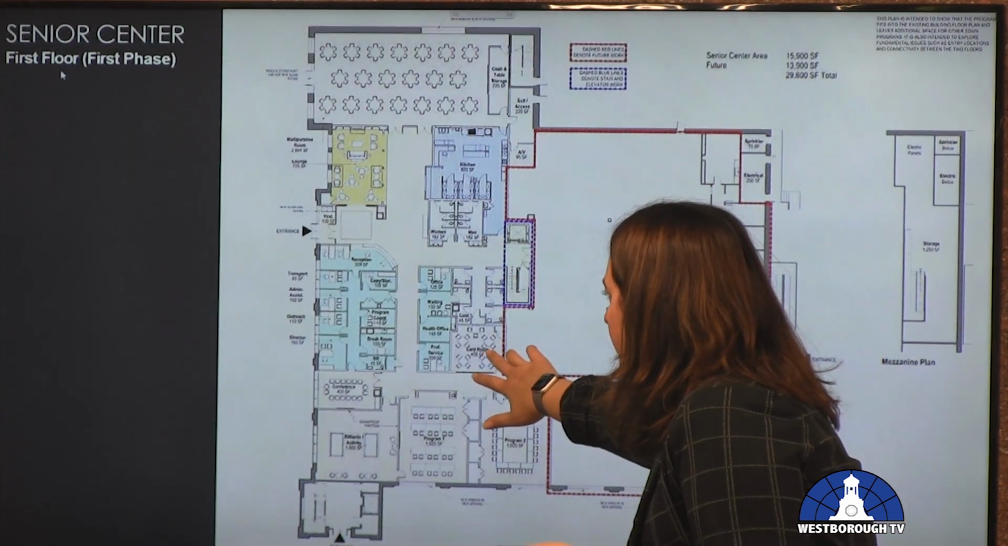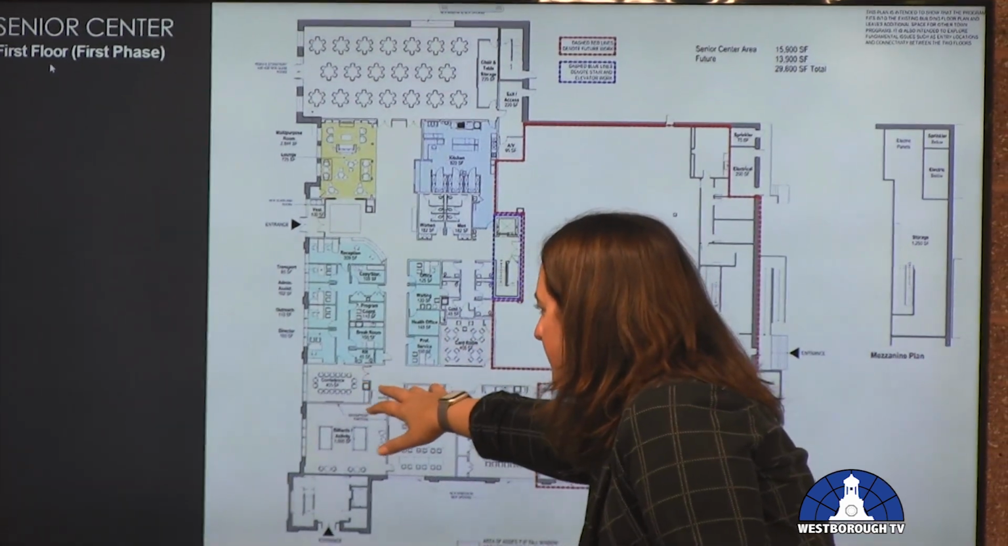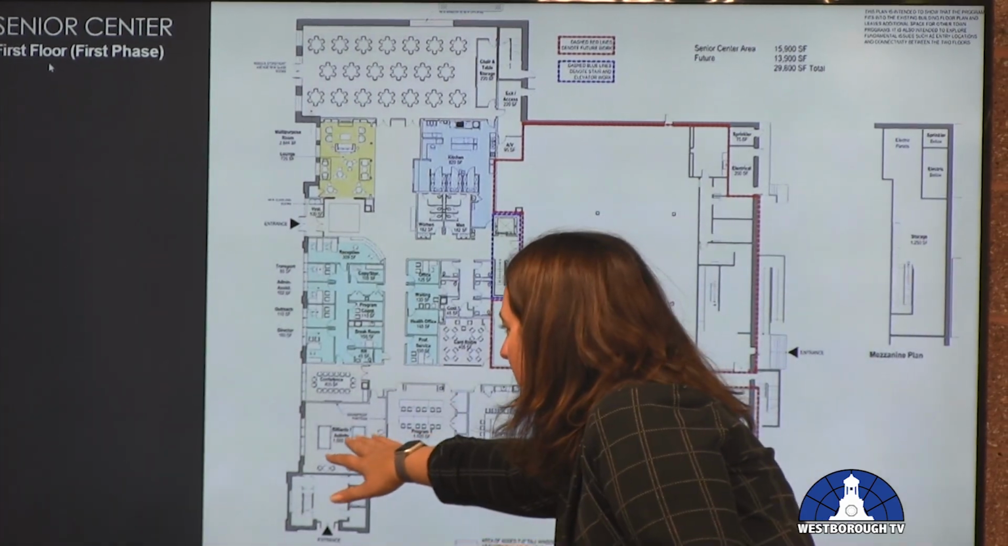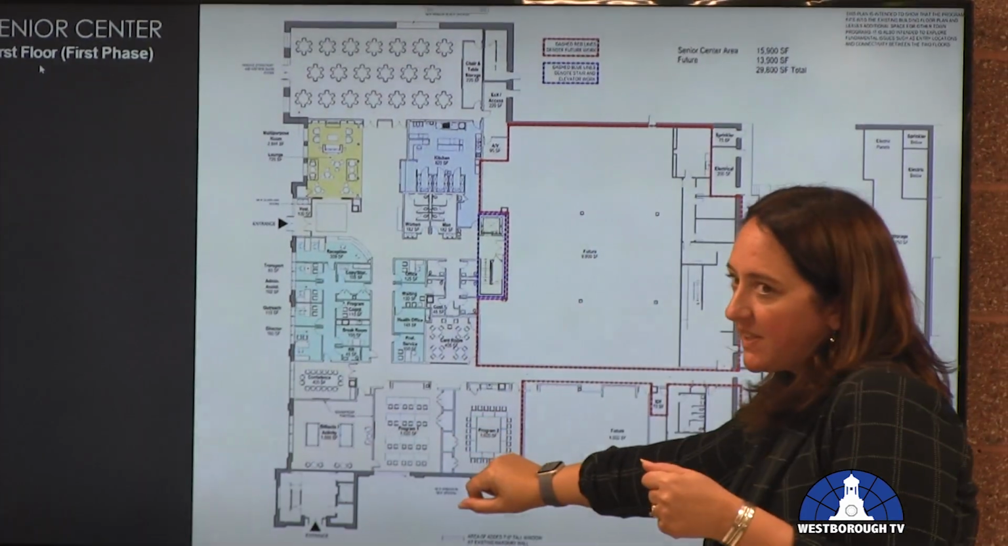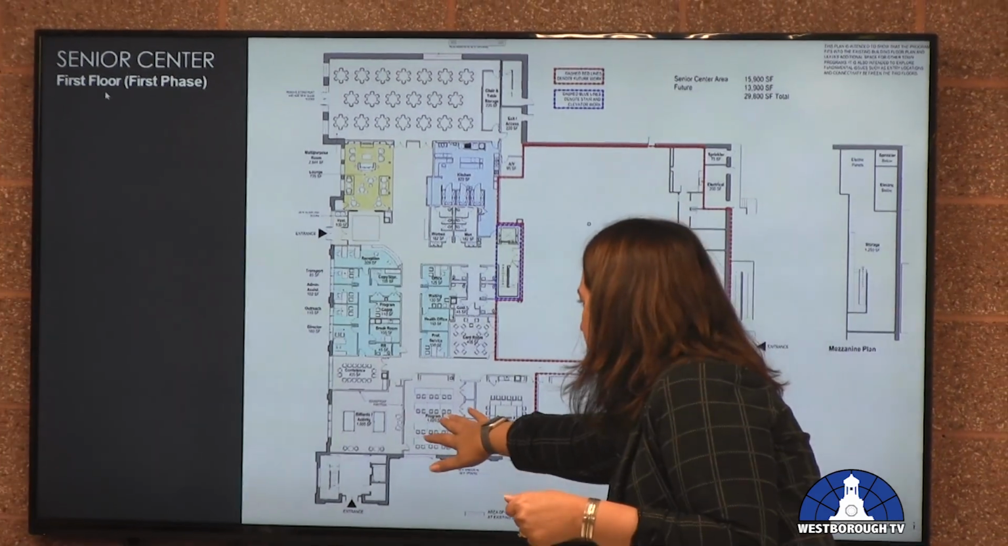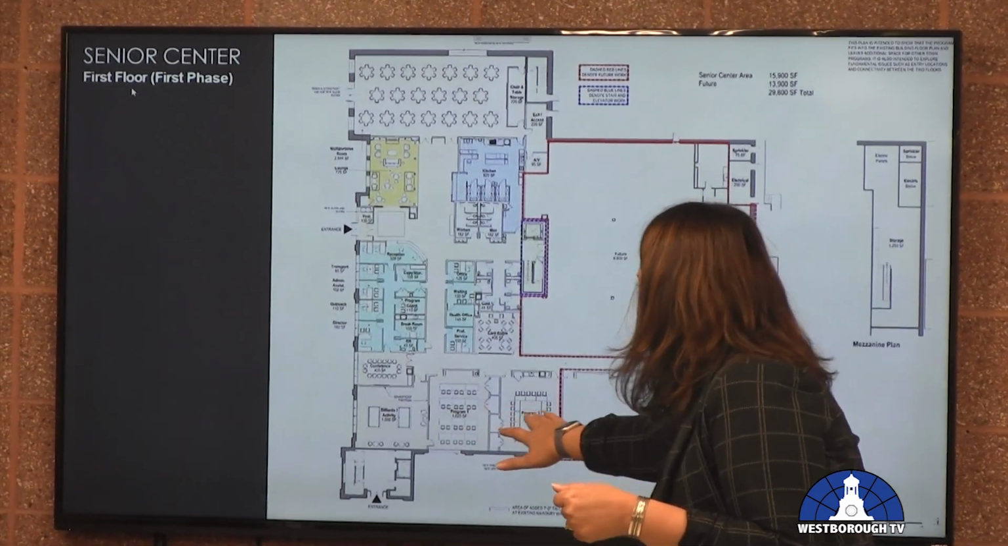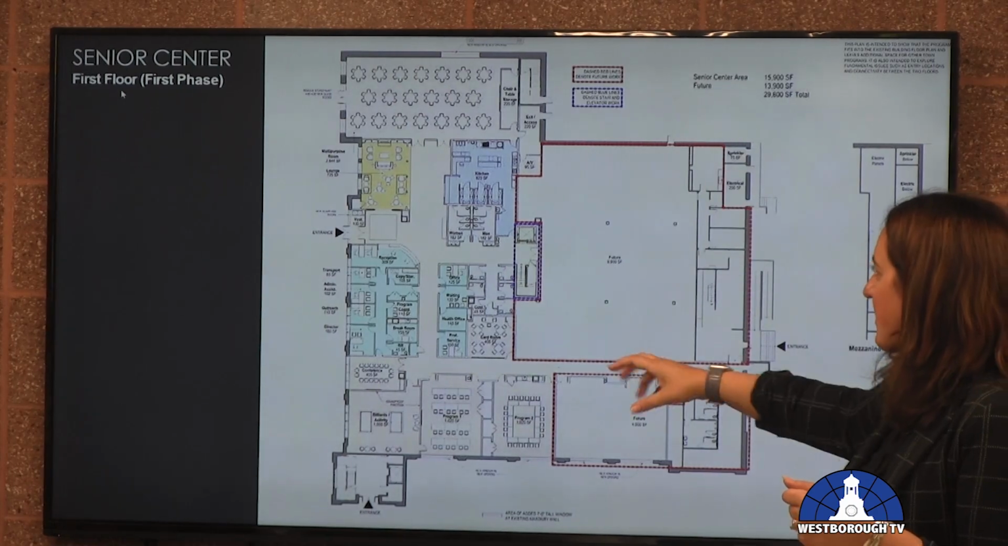This here is a card room. This is a conference room, or it could be used as a classroom. This is proposed right now as a billiard room. And then these are both program rooms here. So that's what this initial phase would be.